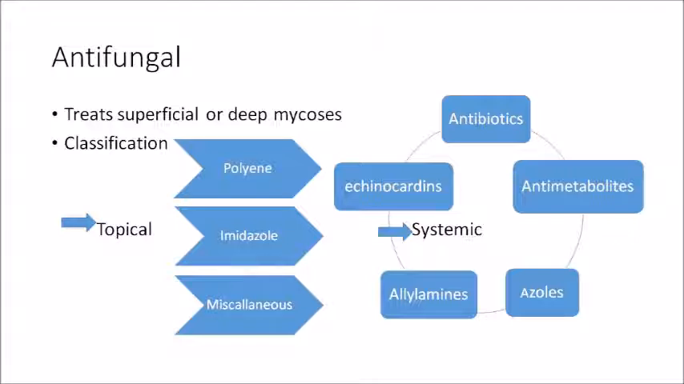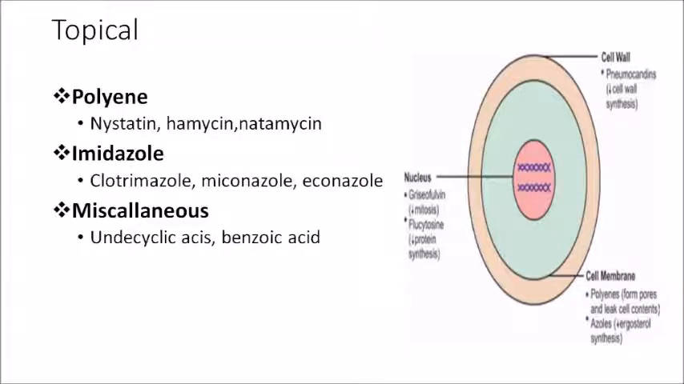The classification is like this. It is classified into topical and systemic drugs. The topical drugs are again classified into polyenes, imidazoles and miscellaneous drugs. Systemic drugs are again subclassified into 5. 1 is antibiotics, 2 antimetabolites, 3 azoles, 4 allylamines and 5 is echinocandins. You will be familiar with most of these names. Just take care to remember which drug falls under which group.